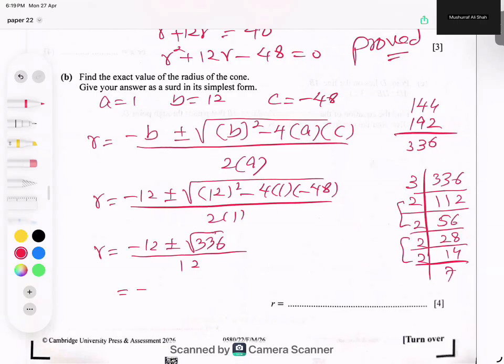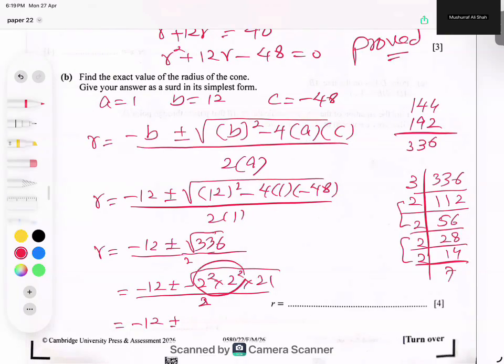So we can say negative 12 plus and minus 2 square into 2 square into 21. Okay, and divide by 2. So finally this cancels out. Sorry, this is a 2, not 12. 2 here and 2 here. So I'm writing here negative 12, students, plus and minus, and this 2 to 4 will go outside. 4 root of 21 and divide by 2.